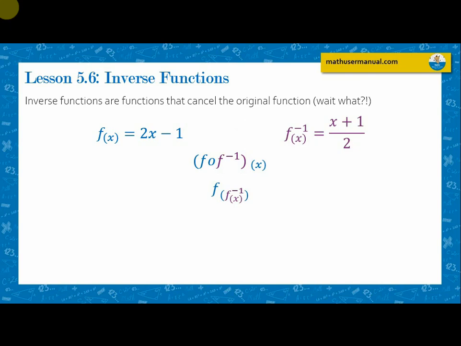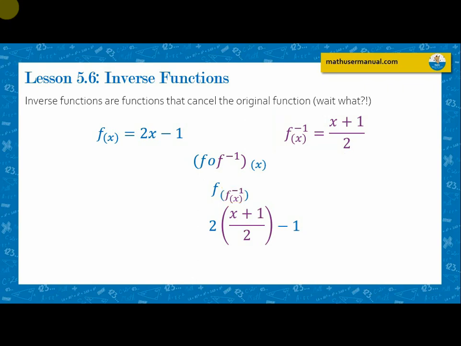Or we can write it like this because it's easier to see that f of x is the bigger function, so we start with f of x. And then f inverse of x is the smaller function. It's inside of f of x. So we need to replace that x of f of x with f inverse of x, which in this case is (x plus 1) divided by 2. All we did was replace the x with that new inverse function.